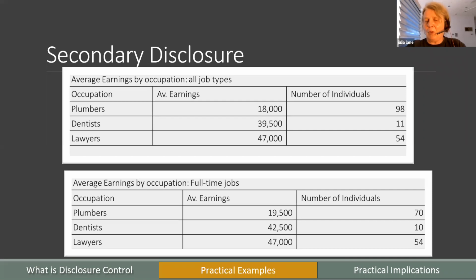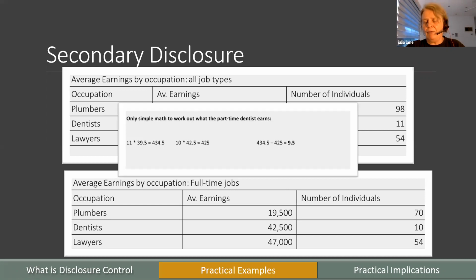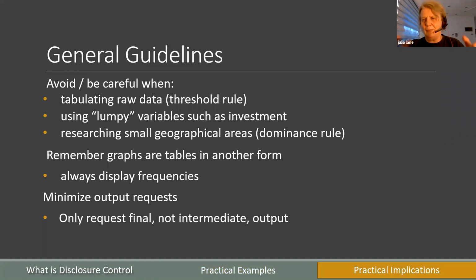So what about a table like this? Well, if you take a look at full-time jobs and all job types, you can see that there's a difference here in dentists. So you could figure out that part-time dentist has earnings of $9.50. Okay, so there's all kinds of challenges associated with doing these differences. So in general, what are the practical implications for you?